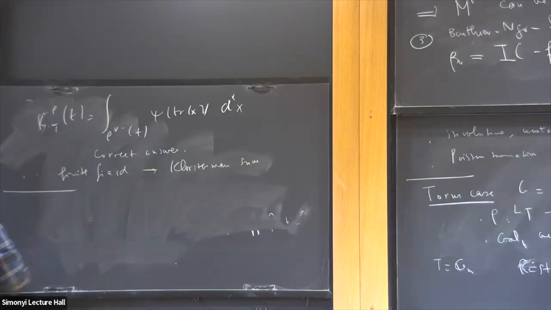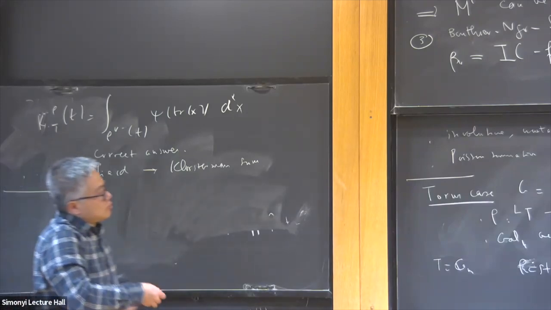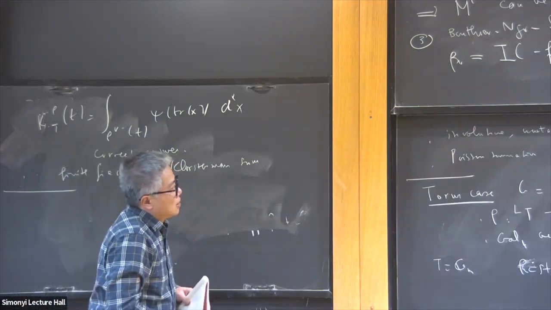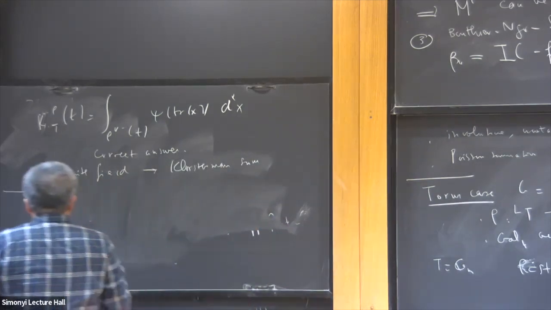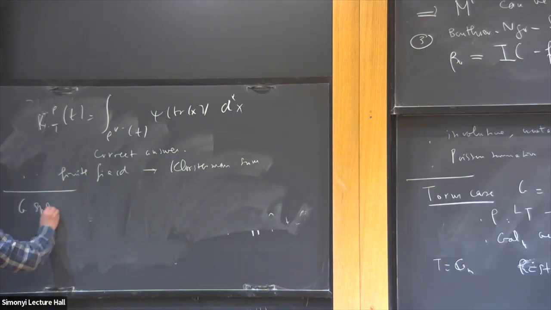All right. So now we want to try to use this construction in the non-commutative case, and let G be a split reductive group.